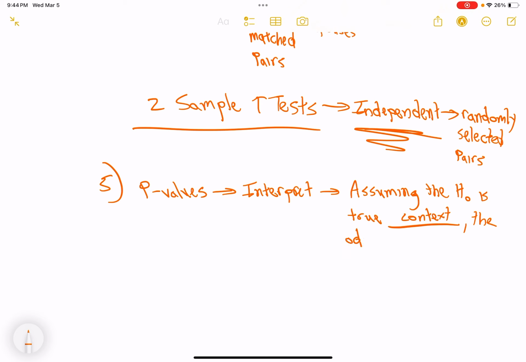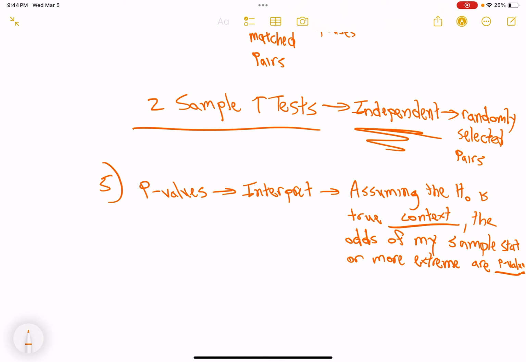The odds or the probability of my sample statistic or more extreme are, and then you'll give the p-value. But you should give the actual p-value. Don't just write "are my p-value." Okay, so know that about p-values.